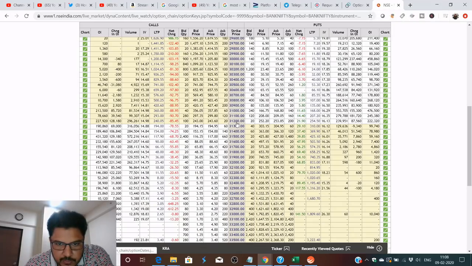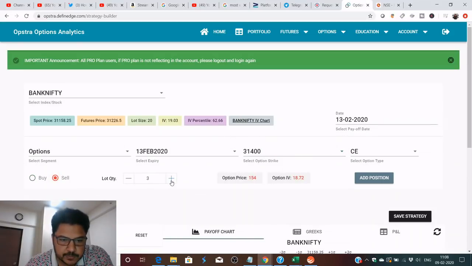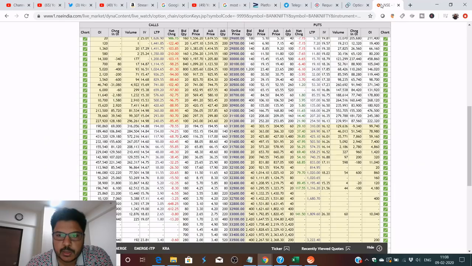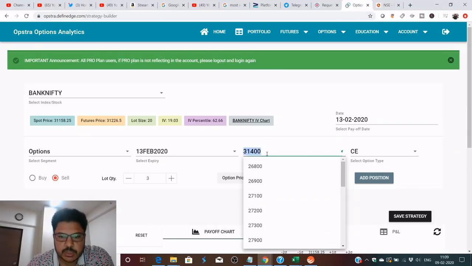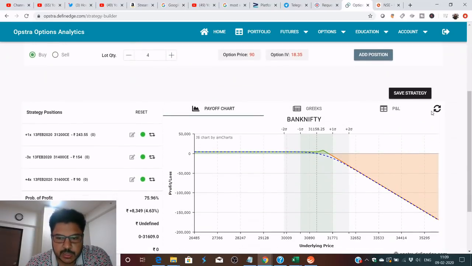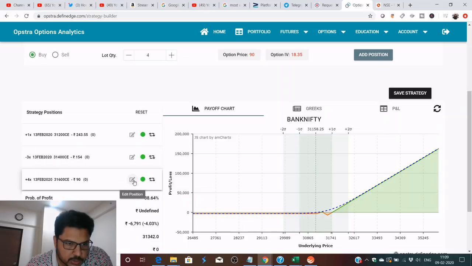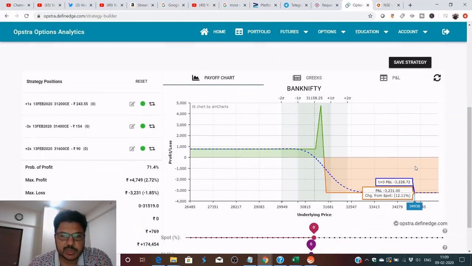Next we leave 100 or 200 points in Banknifty, and we take the 31,400 call. We sell 3 lots of the 31,400 call. And another 200 points, we can choose 31,500 also, I'm just showing an example. We use the 31,600 call and we buy 2. Okay, so let's analyze the position which is being created here. So we have a position something like this.